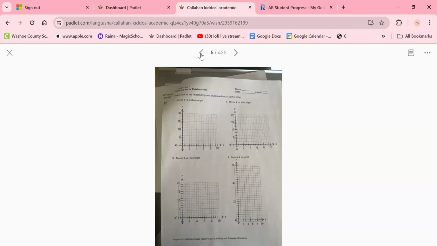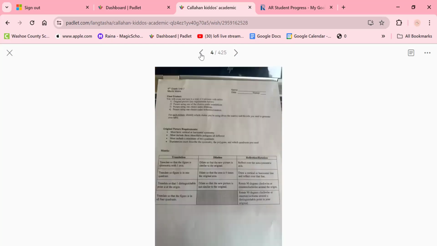Morris number versus bottom edge. Morris number what? What number is that? Like which Morris? I don't understand this at all. What the heck? Graph each of the relationship. Would you ask her about this one too? I don't know how to do this. Or I have no idea what she wants with this.